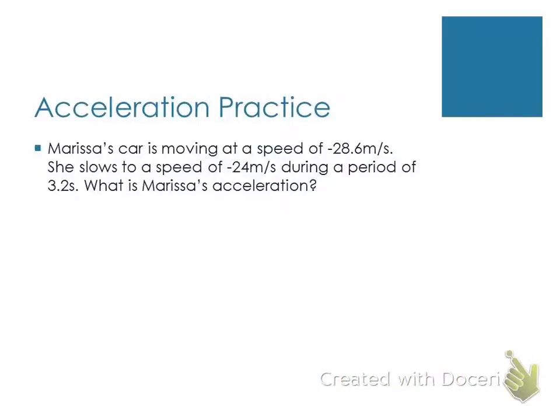Let's try this one here. Marissa's car is moving at a speed of negative 28.6 meters per second. She slows down to negative 24 meters per second over a time period of 3.2 seconds. What's my acceleration? Before you start looking at this problem, can you predict the sign of your acceleration in this case? It's going to be positive, right? We're slowing down, and that means our acceleration and our velocity should be opposite signs. Our velocities are both negative here.